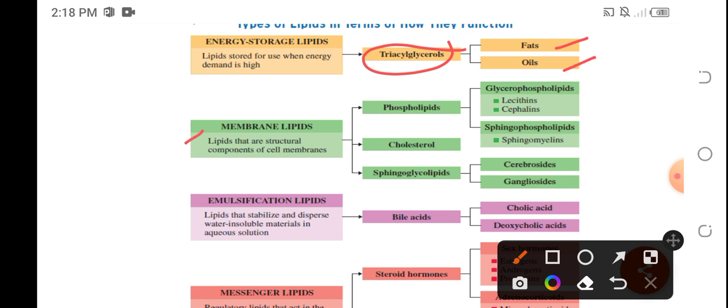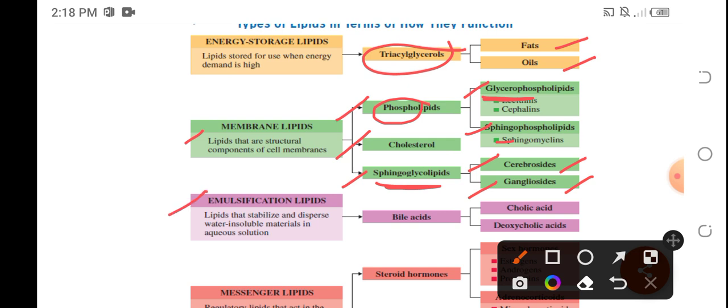For membrane lipids, we have phospholipid, cholesterol, and sphingoglycolipid. For the phospholipids, it could either be glycerophospholipid or sphingophospholipid. Glycero uses the glycerol as a platform or a backbone, and sphingophospholipid uses sphingosine as a backbone. Okay? Then for sphingoglycolipids, we have two types, cerebrosides and gangliosides, depending on the number of monosaccharides that are present or attached in the phosphate group.